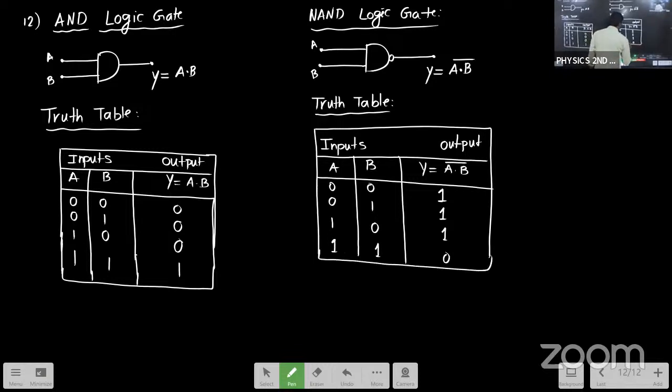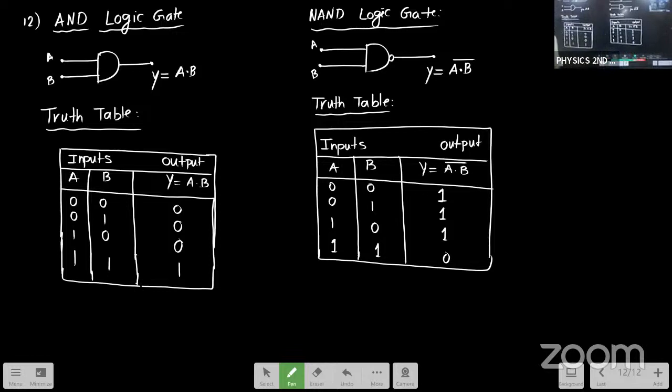So what is the difference between NAND and AND logic gate? The NAND logic gate will invert the output of AND logic gate. See here, what is the output I am getting? Here I am getting the output as 0. But in case of NAND logic gate, what is the output I am getting? I am getting the output as 1. So when both the inputs are 1, here output is 1, but here when both the inputs are 1, the output is 0. So it works in inverse manner of AND gate.